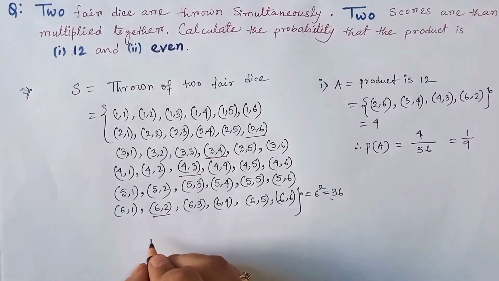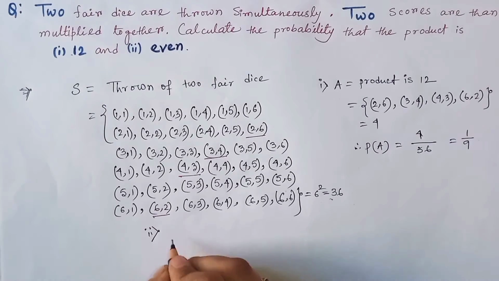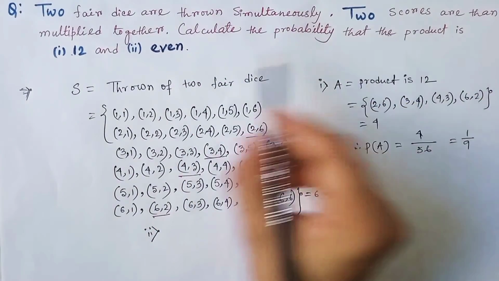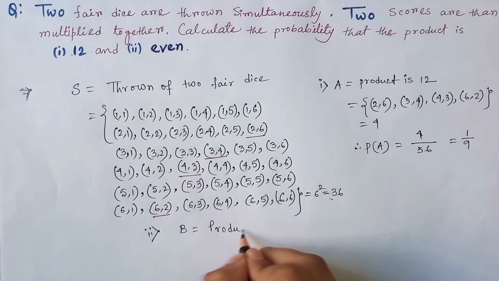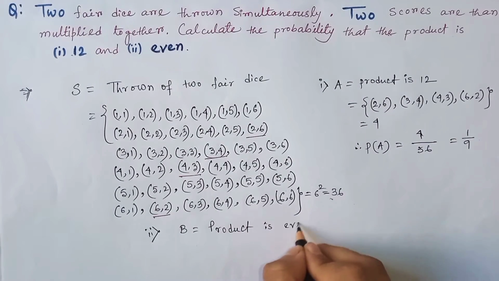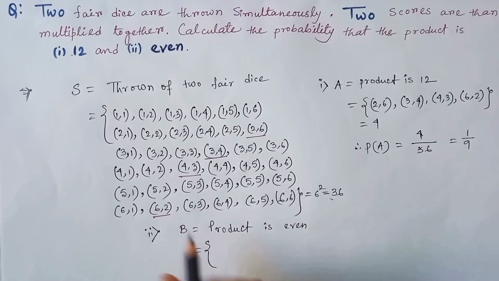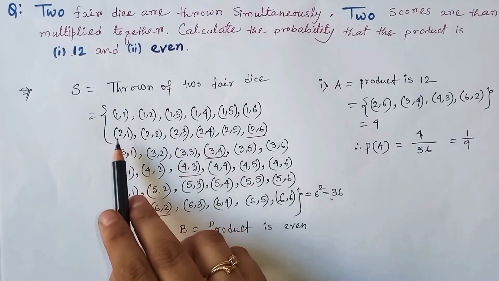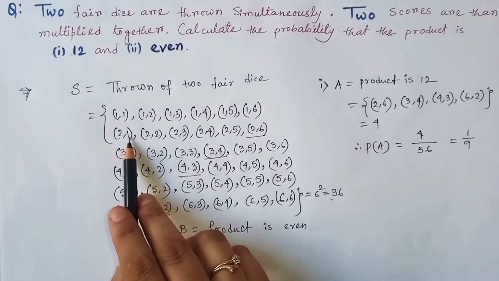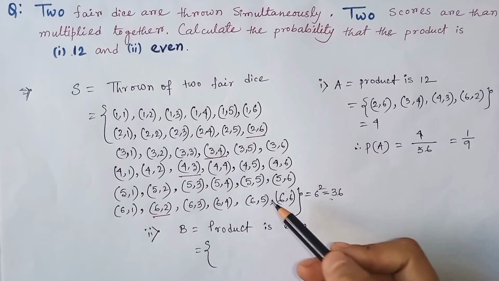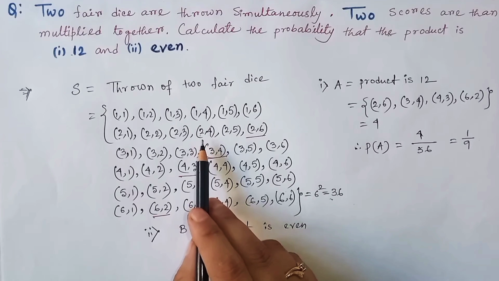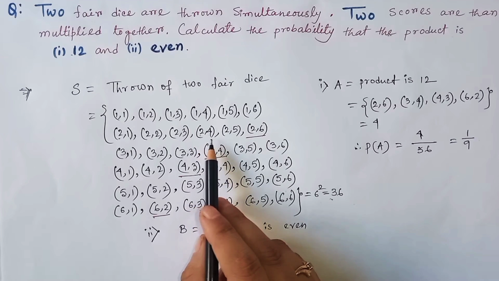Now come to the second part. The second part is the product is even. So B is equal to the product is even. So here, the possible outcomes: when an even number and an odd number are multiplied, it will be an even number, and when two even numbers are multiplied, it's also an even number.